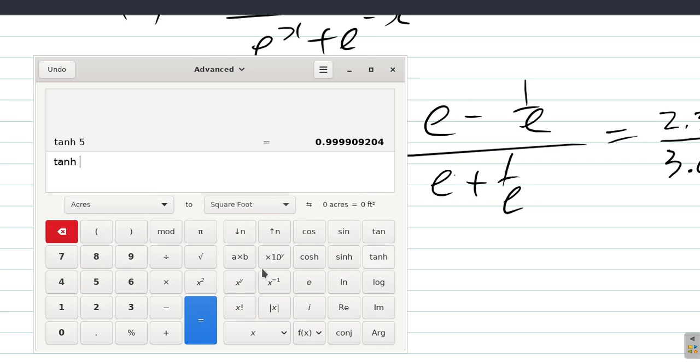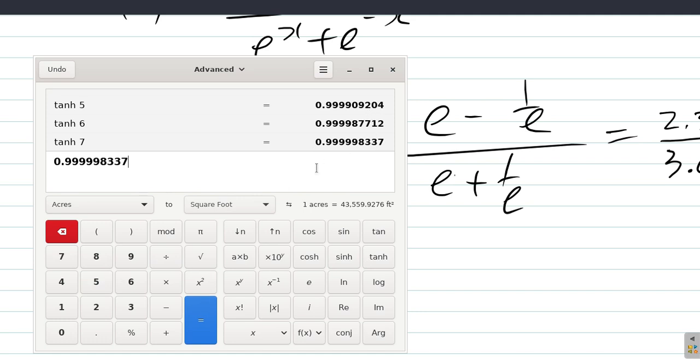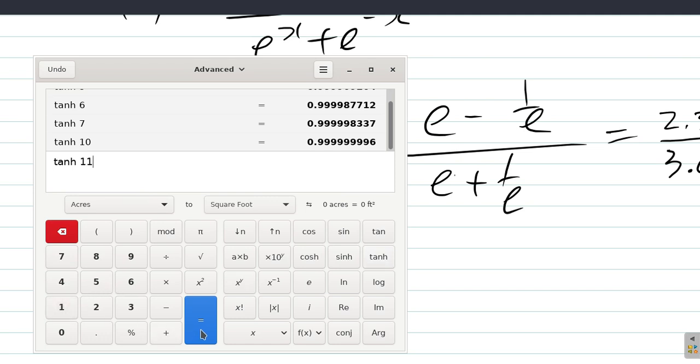Suppose we find the tan of 6, even closer to 1. What's the tan of 7? Even closer. The tan of 10, extremely close. Tan 11, at some point the calculator will just round it off to 1. Tan 12, 1. It's not really 1, but it's just rounded off to 1. But as you move further to the right, you get close to 1.